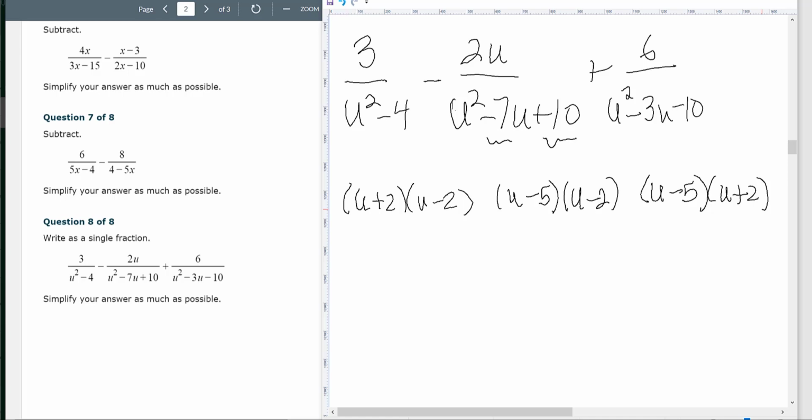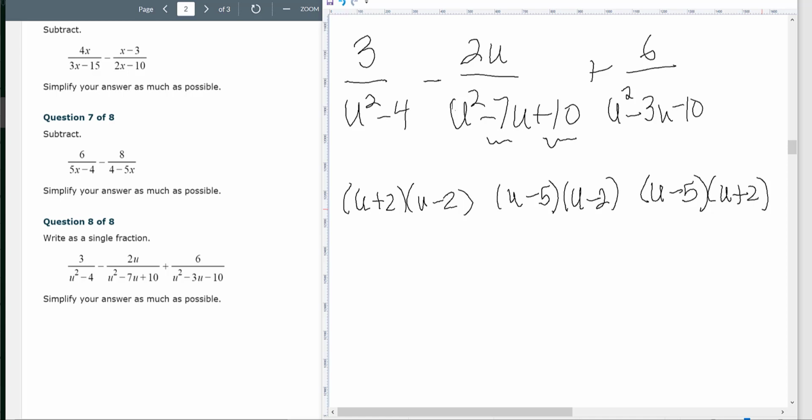Now this time, you'll see that they don't all have a common factor. These two have a common factor. The last two do. The first and the last one have a common factor. The first and the second one have a common factor, but they don't all have a common factor. So to find the LCD for this is pretty easy.